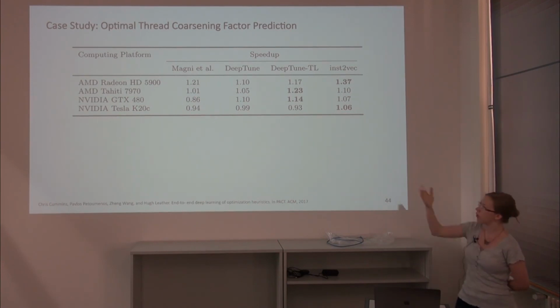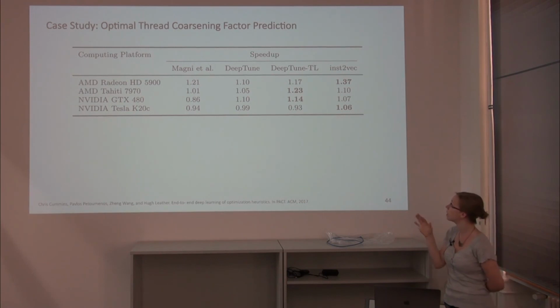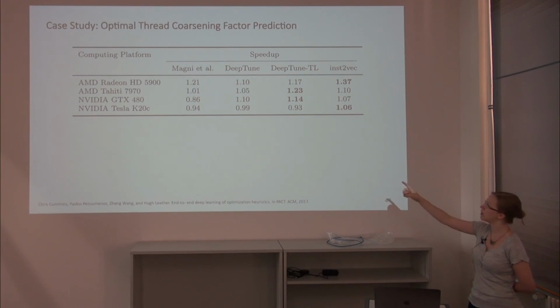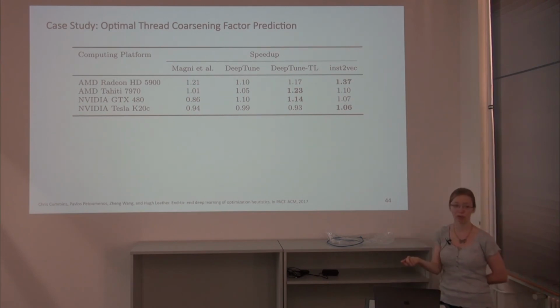You see that these experiments are performed on 4 different hardware architectures and that the results do vary from architecture to architecture. So InstVec only sporadically outperforms DeepTune transfer learning, though it does outperform DeepTune consistently. Another point for our method is that while DeepTune and DeepTune TL sometimes suggest a coarsening factor which slows the performance down in the last architecture here, for example, InstVec never does.